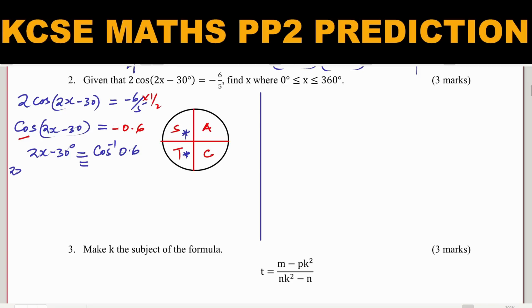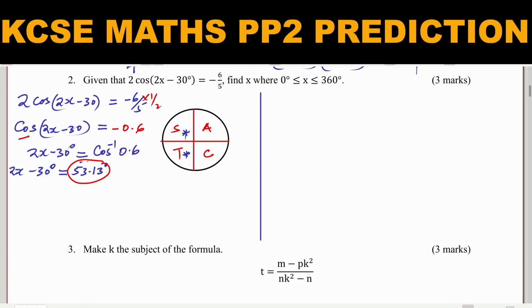So 2x subtract 30 degrees will give, cos inverse of 0.6 will give 53.13 degrees. Now this is the angle that you're going to use to find the angle in the second quadrant and in the third quadrant. That acute angle will help us to find those angles.